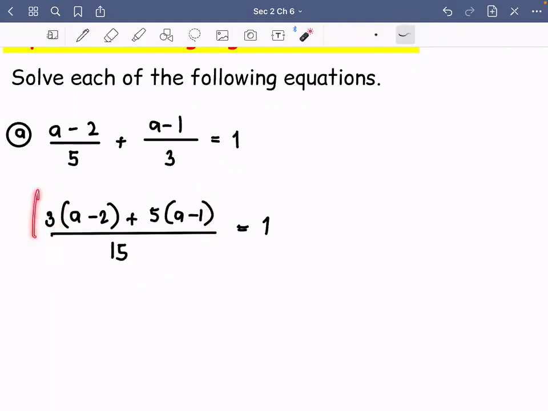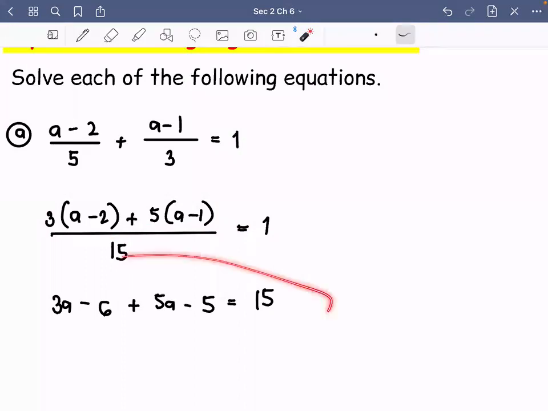I'm going to evaluate this, but at the same time, I'm going to multiply 15 and 1. I'm going to cross multiply that, because this is 1 over 1. I'll expand this, and at the same time cross multiply 15 with 1. So I'll get 3a minus 6 plus 5a minus 5 equals 15. So there's no more fraction. I hope that's clear.